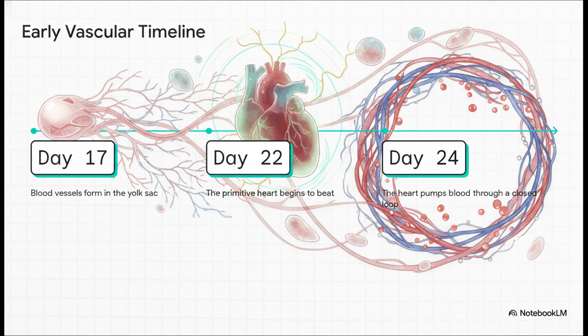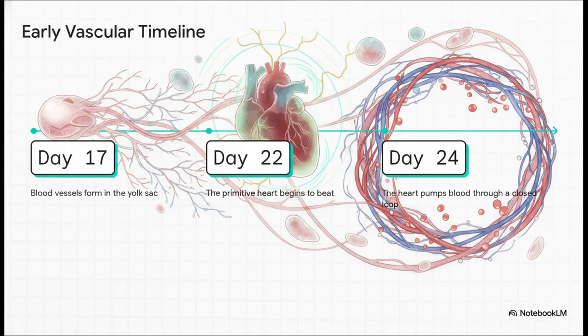For the first 3 weeks of gestation, simple diffusion is enough to sustain the embryo. But as the organism rapidly expands, diffusion quickly hits a physical wall, and the sheer speed of early vascular formation becomes pretty staggering. I mean, look at this timeline. By day 17, isolated blood vessels are already forming in the yolk sac. By day 22, the primitive heart muscle is actually twitching. And just 2 days later, by day 24, it's actively pumping blood through a closed loop.